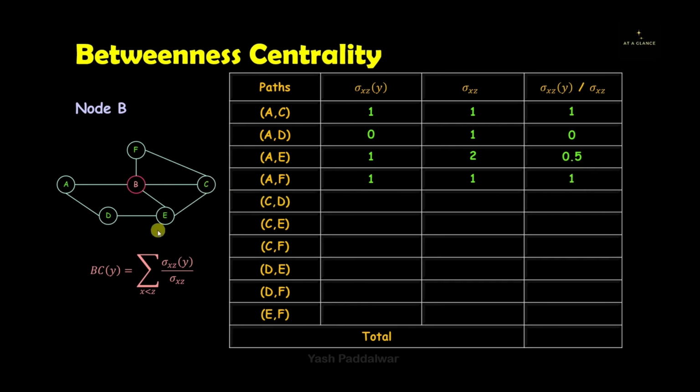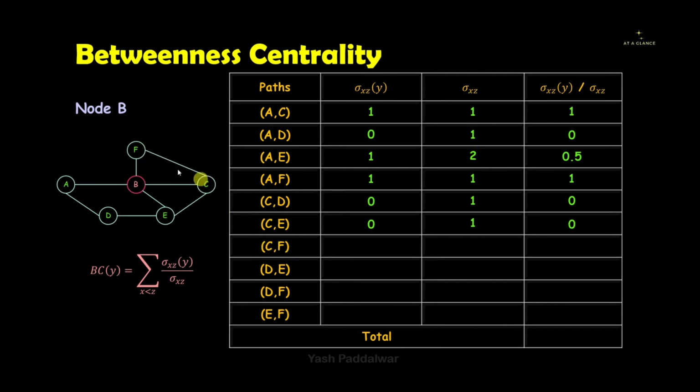Next path is CD. You can see that for reaching from C to D, we have only one single shortest path, which is CED. In this shortest path, we do not have the node B. Hence, the centrality will be 0. The next path is CE. For reaching from C to E, we have a direct edge which is connecting. Hence, the centrality will be 0.